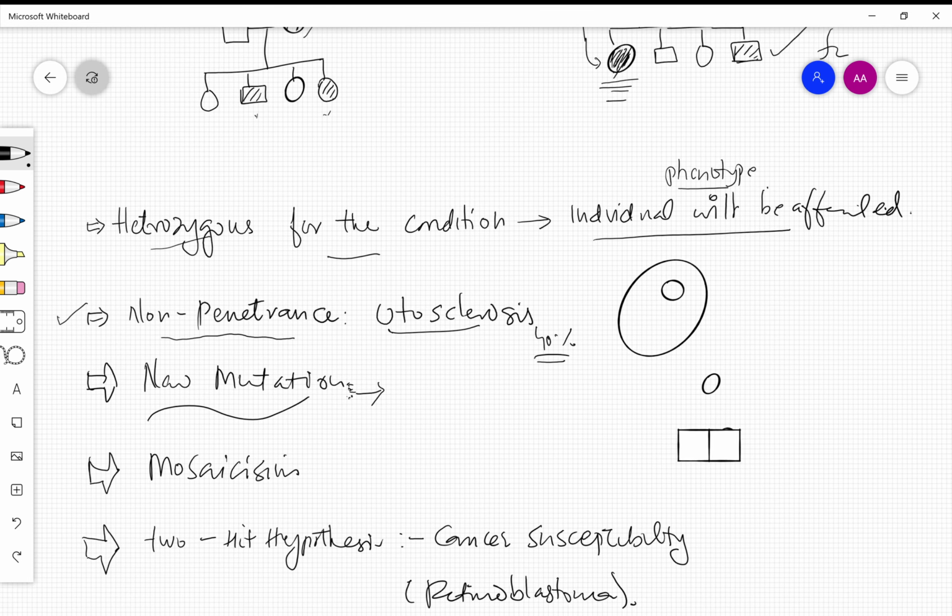Similarly, there is another phenomenon that is called new mutation. So sometimes you will find a family tree in which the parents will not have the condition, but down the line, the offspring will have the condition. So this can only be explained by a new mutation.